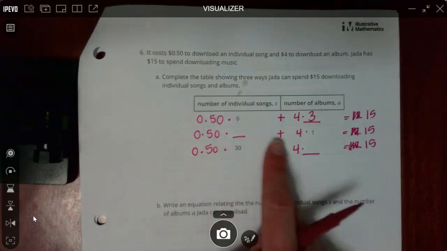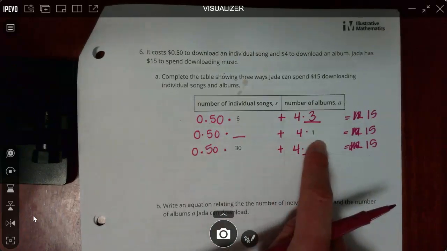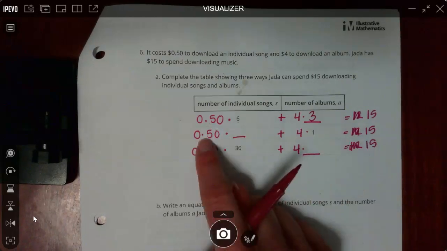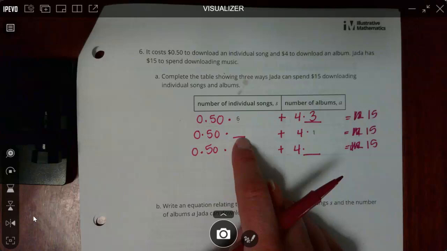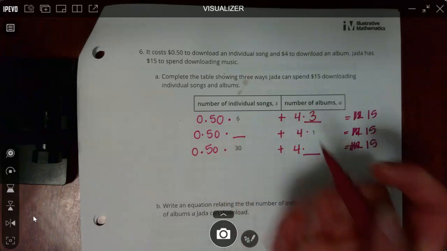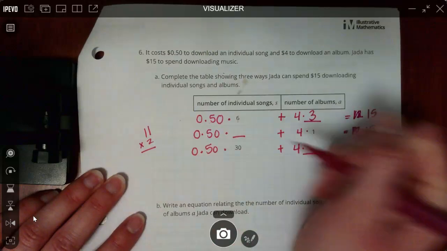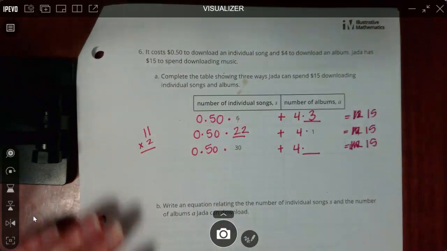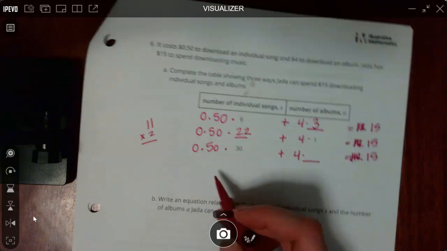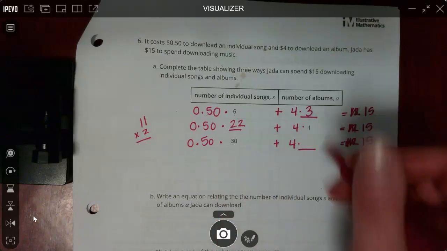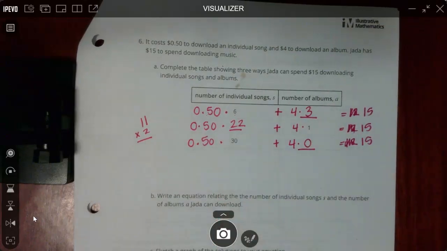Half of something plus, well, 4 times 1 is 4. So if I take away 4 from 15, I'm at 11. So half of something is 11. Half of what number is 11? Well, if you don't know, that's 11 times 2. 22 songs. Alright, then I've got 50 cents times 30. Alright, well, what's half of 30? 15. I've already spent all my money, so I can't buy any albums, so this is a 0.